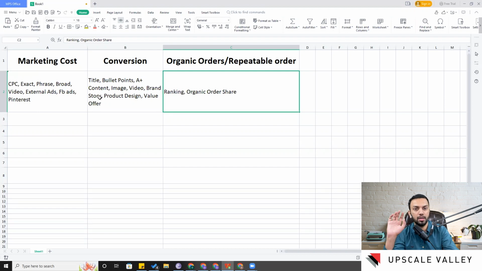So these are a couple of metrics you should keep in mind. How can I improve the conversion of my product? How can I increase the organic orders? That can be maybe influencer marketing. How can I decrease the marketing cost? Okay, the most preferred and the most expensive one is exact match. If it's not working for you, then let's try broad or phrase. If it's not working for you, then let's try video. If it's not working for you, then maybe category targeting or ASIN targeting. If all these are not working for you, then maybe influencer marketing.